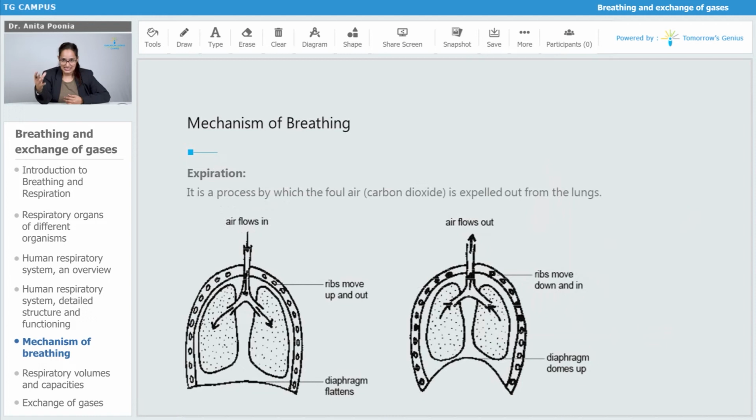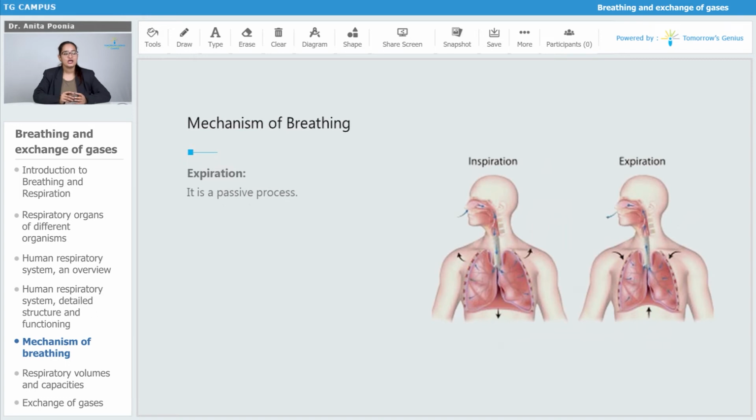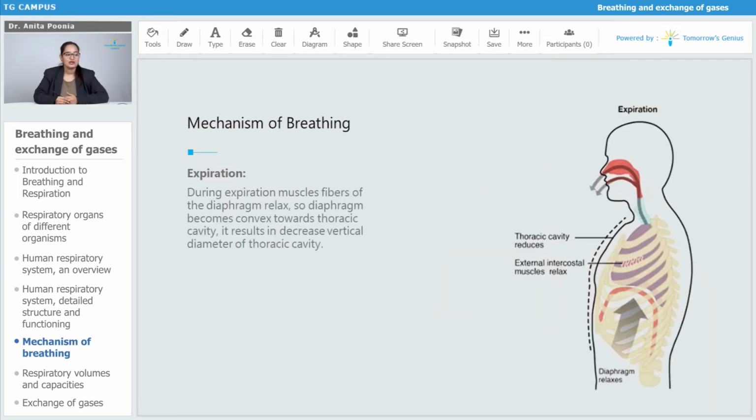Now talking about expiration, what exactly happens in the process? It is a process by which the foul air, that is the carbon dioxide, is expelled out from the lungs, as you can see in the picture. Expiration is a passive process, students. During expiration, the muscle fibers of the diaphragm relax, and so the diaphragm becomes convex towards the thoracic cavity, and it results in decreased vertical diameter of the thoracic cavity.